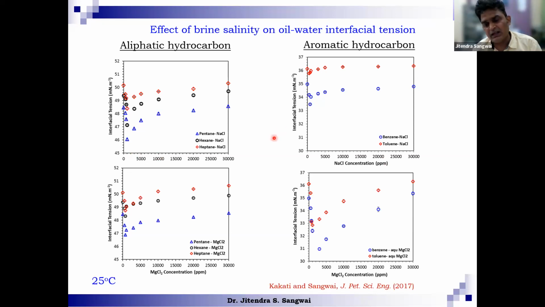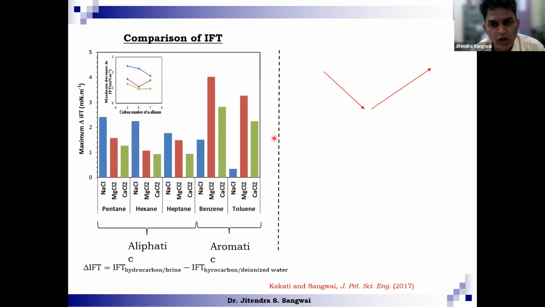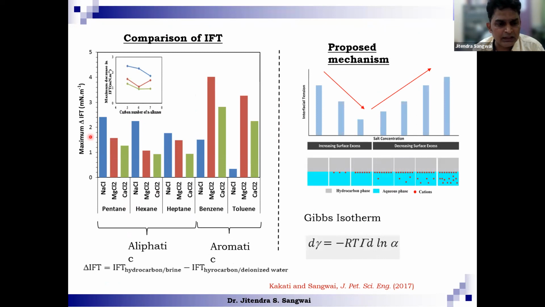What we have observed in general, and coincidentally, this is a relatively simple paper. However, we have proposed a mechanism, and in less than 3 years this paper got about 60 citations so far, which really satisfies me. What we observed is that, as far as interfacial tension with salt water is concerned, the monovalent salt has more impact on decreasing the interfacial tension of aliphatic hydrocarbons. However, for aromatic hydrocarbons, the interfacial tension decreased significantly with divalent salts.